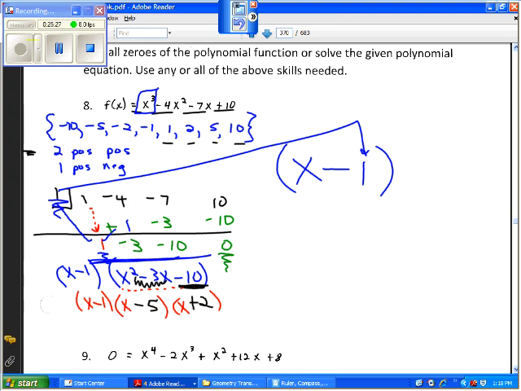You remember that when a is 1? What can I multiply to get negative 10 and add to get negative 3? You don't have to use the whole AC method. Okay?